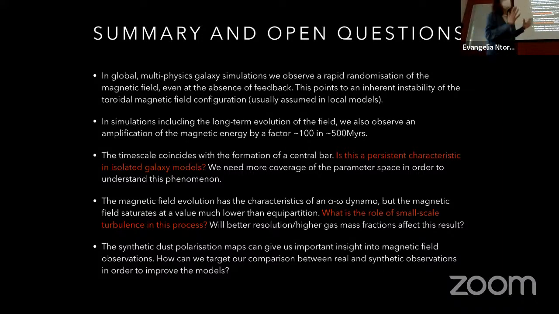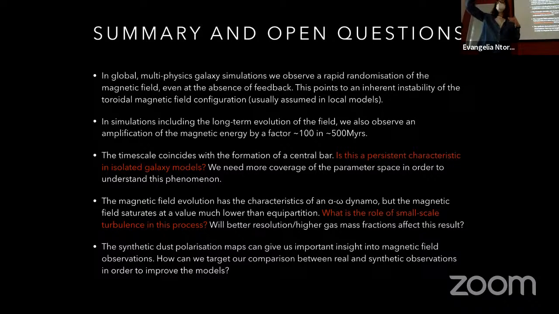What did we learn from these models in terms of the evolution? We found that in these multi-physics simulations with cooling, the stellar component, dark matter component, and feedback, we did observe a rapid randomization of the fields. We saw that there is an inherent instability of the initial magnetic field, even without feedback on the smaller scales. And in longer evolution simulations, we saw that there is an amplification of the magnetic field by a factor of 10 in 500 megayears. Is this enough? It's not. It was very nice to see this mechanism in action, but we saw it stop also.